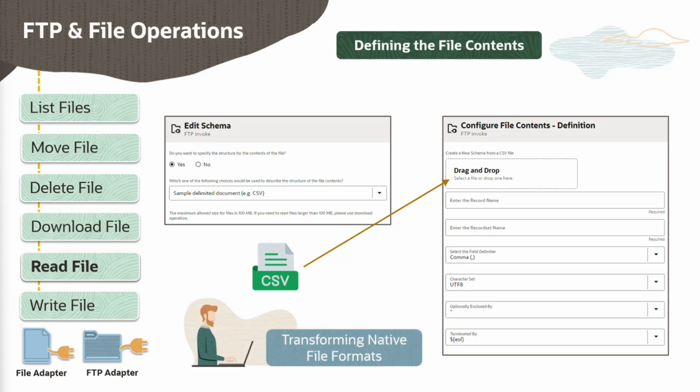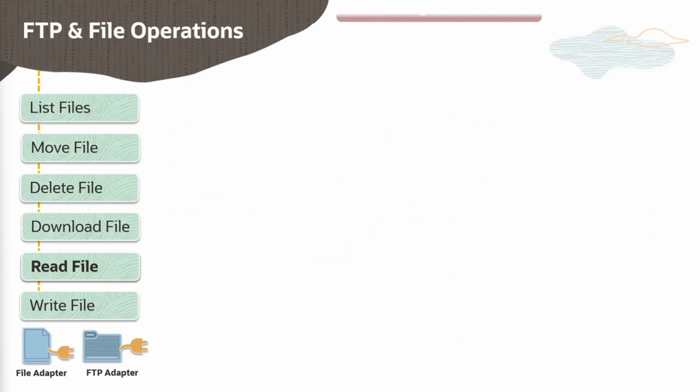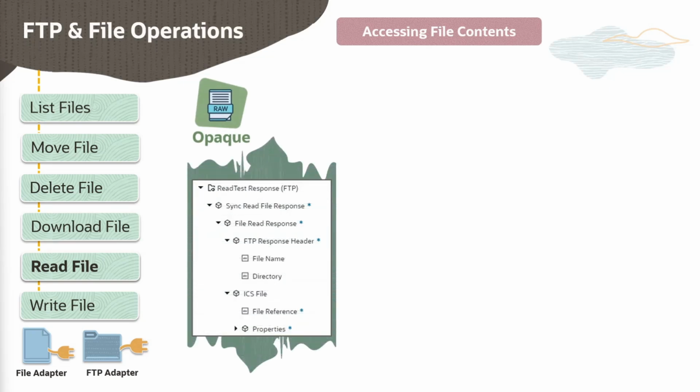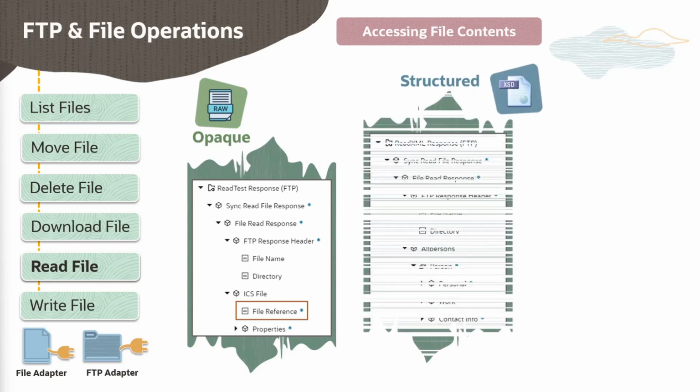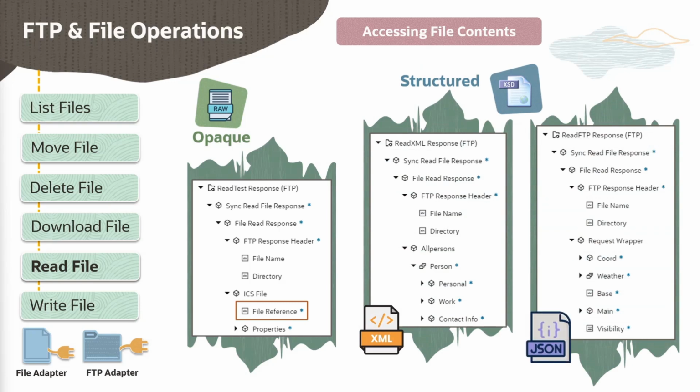Now, we'll be covering the details of this option later in another video entitled Transforming Native File Formats. As to accessing the file, if you choose to read it without defining the structure, the response will be visible in the data mapper, providing you with only a reference to the file located in the integration's virtual file system. However, if you did define the structure, OIC will read in the file contents, which the data mapper will display in an XML schema format hierarchy, allowing you to access any data content within the file as shown in these two examples.